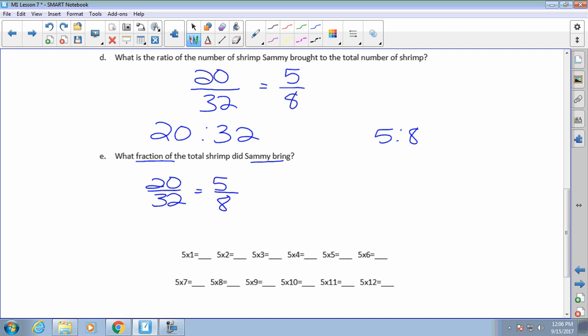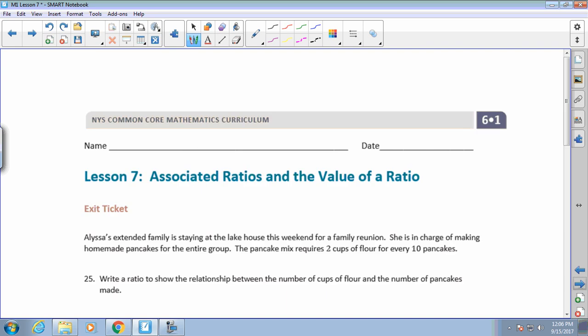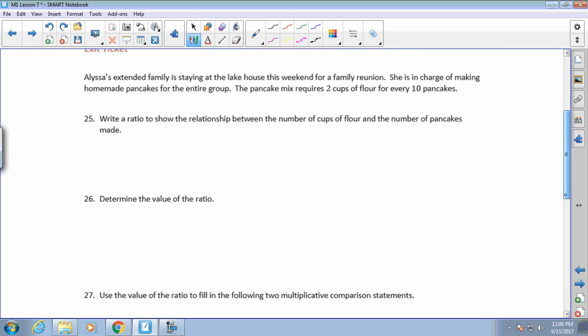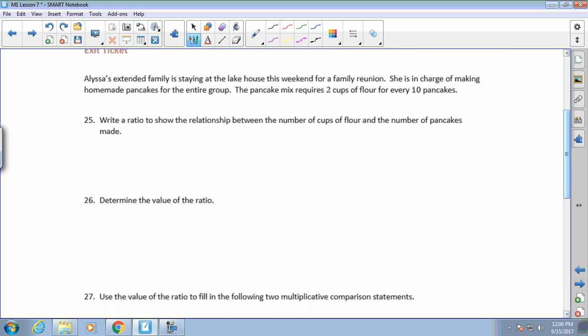Okay? The homework that was assigned for this evening was the Lesson 7 exit ticket, which is associated ratios and the value of a ratio. So it says Alyssa's extended family is staying at the lake house this weekend for a family reunion. She is in charge of making homemade pancakes for the entire group. The pancake mix requires 2 cups of flour for every 10 pancakes. So if you have 2 cups of flour, you get 10 pancakes.